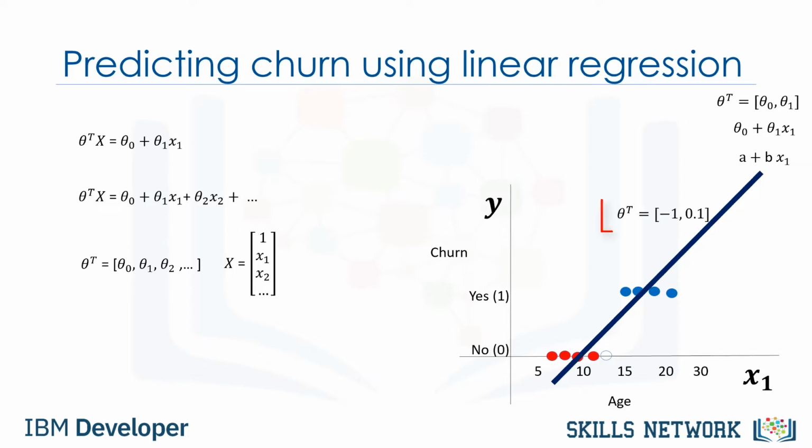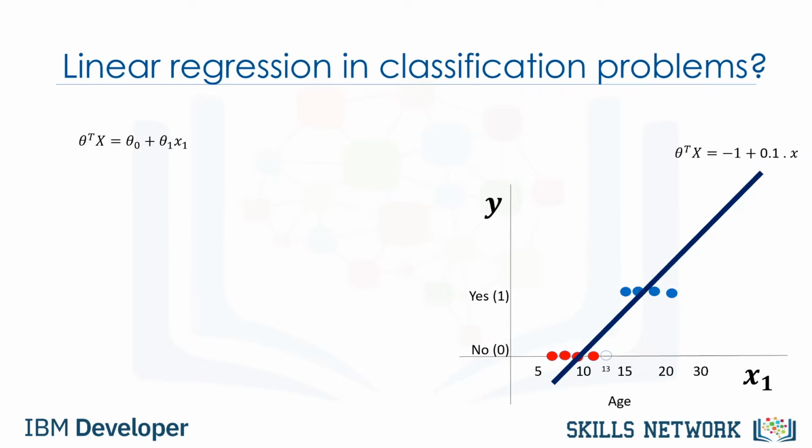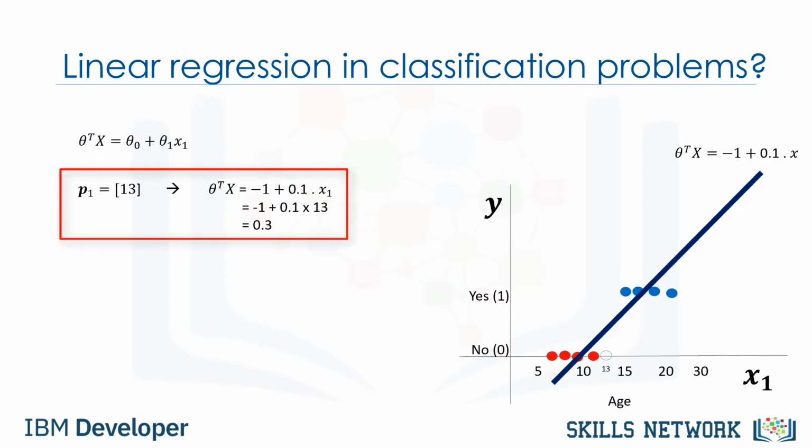For example, the parameters of this line are -1 and 0.1, and the equation for the line is -1 plus 0.1 x1. Now we can use this regression line to predict the churn of the new customer. For example, for our customer, or let's say a data point with an x value of age equals 13, we can plug the value into the line formula, and the y value is calculated and returns a number.